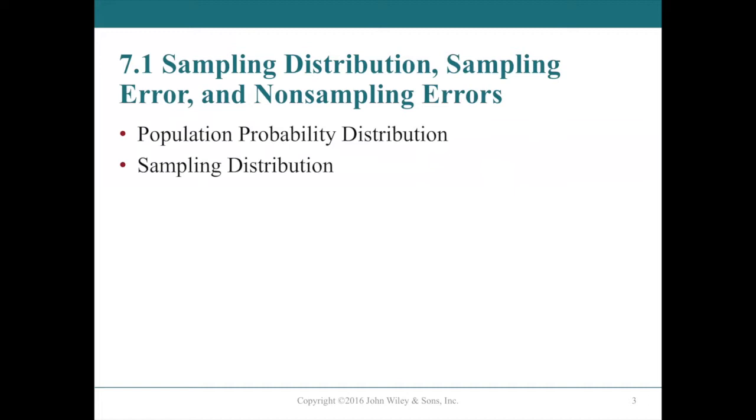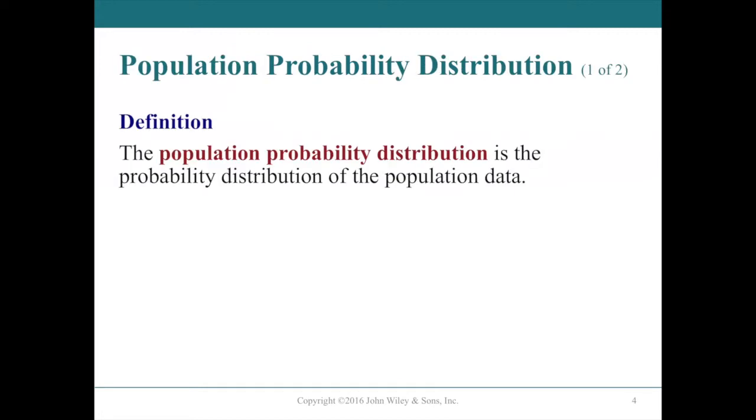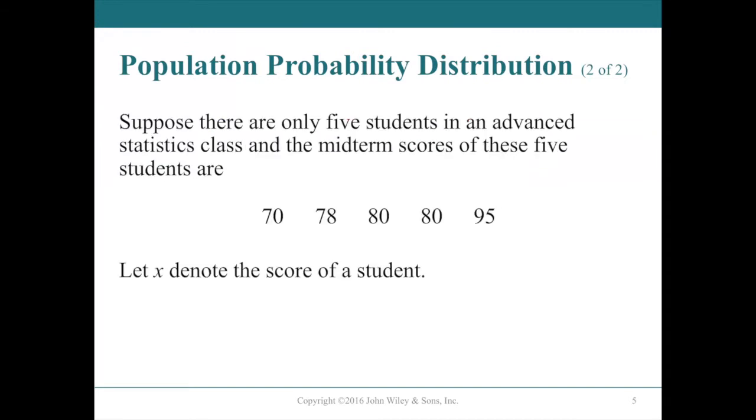Okay, we'll talk about population probability distribution as compared to a sampling distribution. A good, well-taken sample can represent the population. In fact, censuses are tough to do, and samples pinch-hit for censuses all the time. So a population probability distribution, such as the bell-shaped curve, is a probability distribution of the population data.